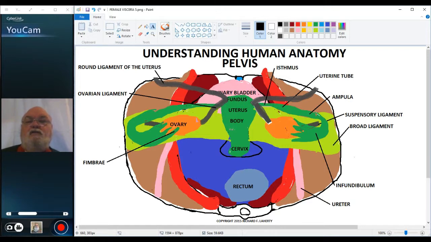So what I want to do is draw a section that would cut through the cervix and vagina in a cross section, like so. And that will be the next slide.